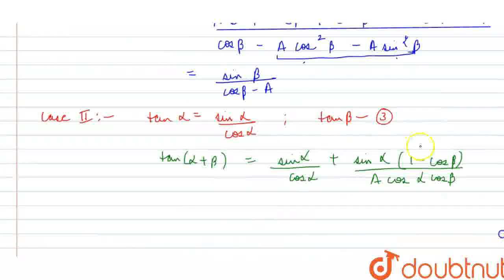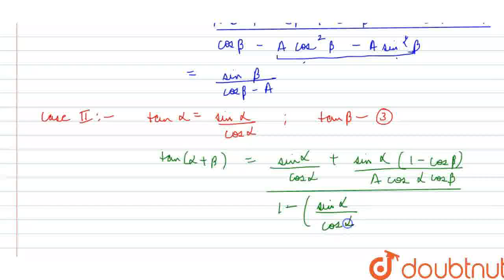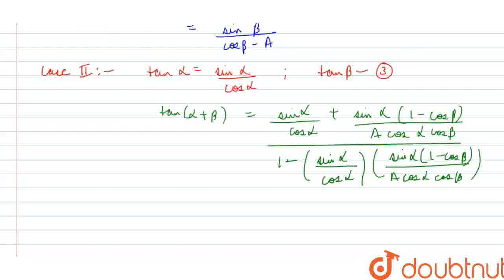This is in the numerator, and what would be in the denominator? In the denominator it would be 1 minus, apologies for this, sine alpha upon cos alpha and sine alpha into 1 minus cos beta upon a cos alpha cos beta. Now again I'll be taking the LCM. The same thing is to be noted, that the LCM would be the same in both, that is cos alpha into a cos alpha cos beta. Again here it is also the same, so we'll be cancelling out, so I'll be writing down the final value.